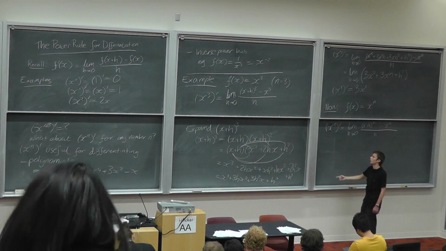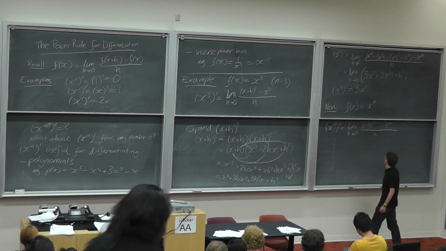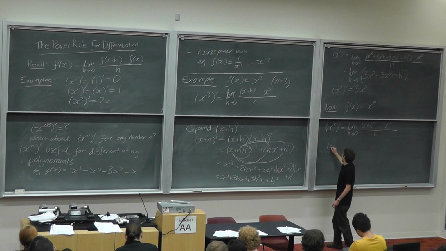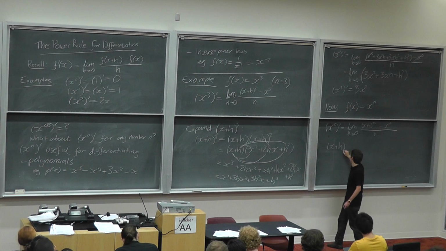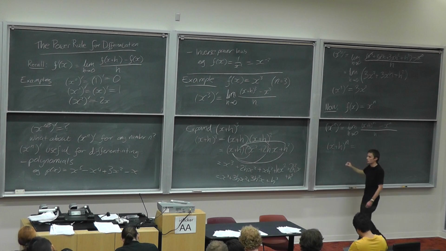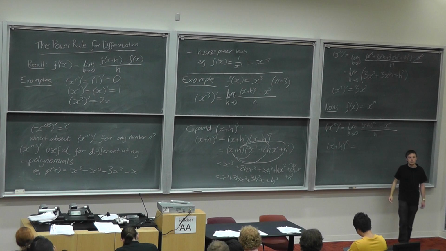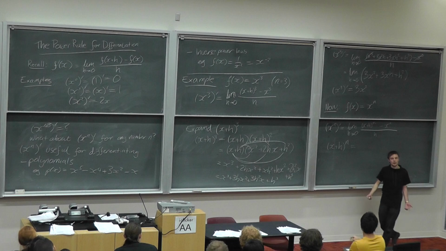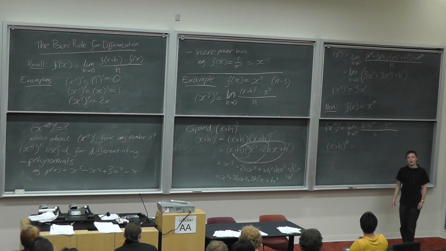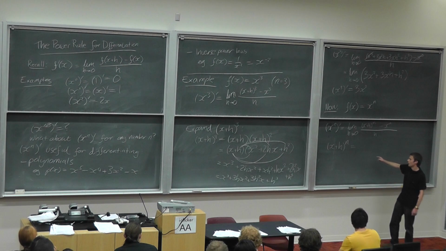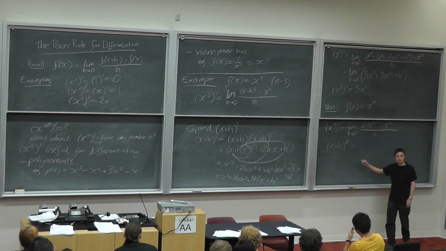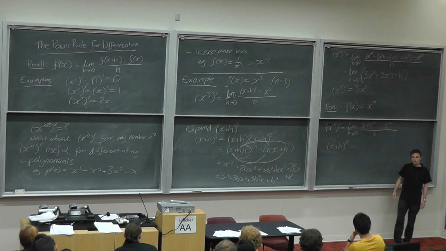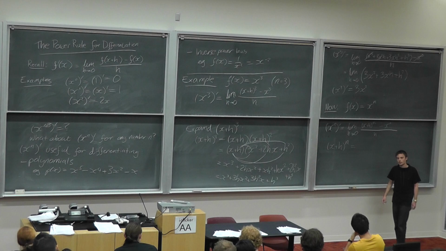And then just like we needed to expand x plus h cubed, now we need to expand x plus h to the n. How are we going to do this? And yes, if you know the binomial theorem, you could use that. But if you don't know the binomial theorem, how are we going to expand this? Any ideas?